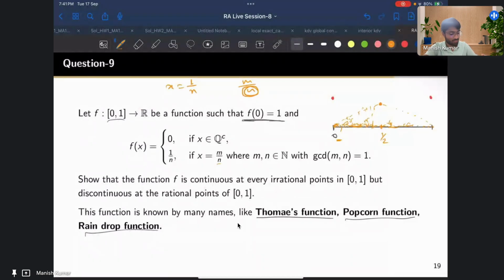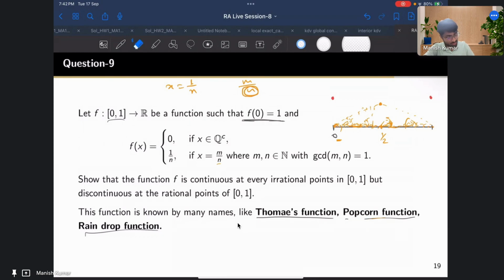I'm just drawing this to make you understand why it's called the popcorn function or raindrop function. From here you can understand. Although I've drawn it very badly, it's not a correct diagram, but it could be drawn using a computer. By hand it's very difficult to draw, but you can Google it and see the function would be something like this. So this is why it's called the popcorn function or raindrop function.